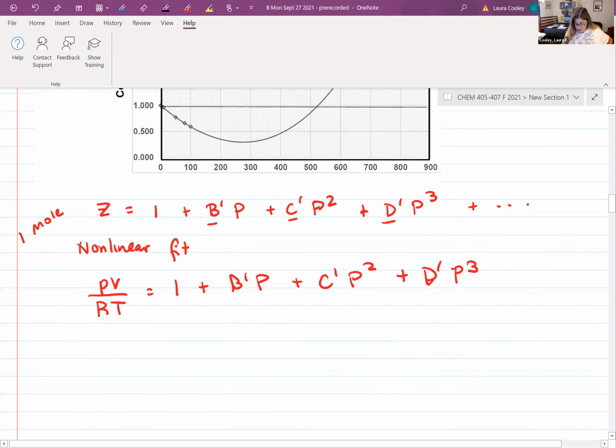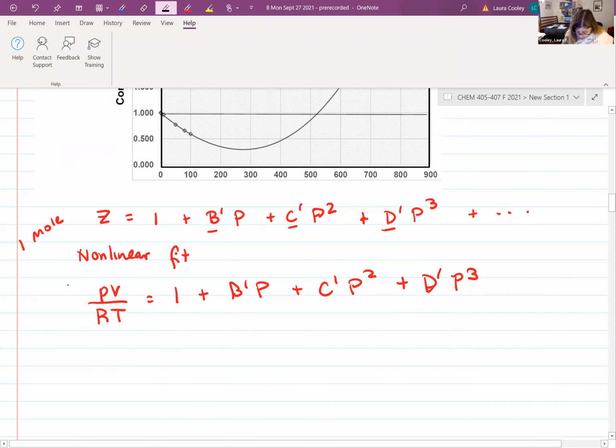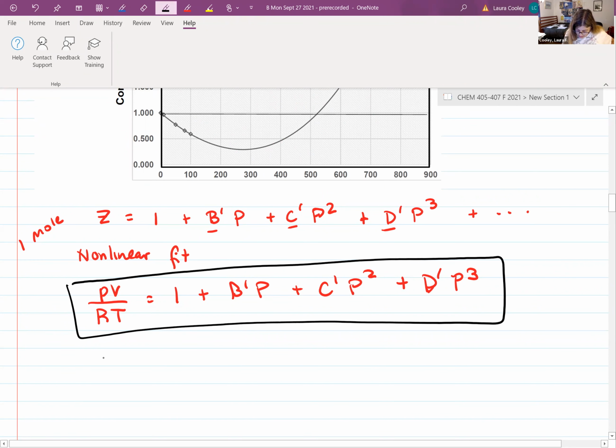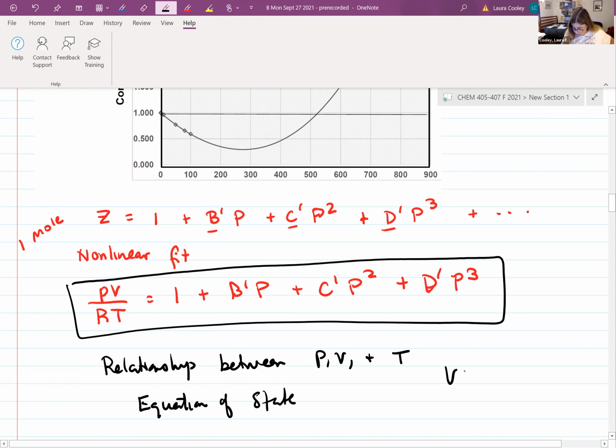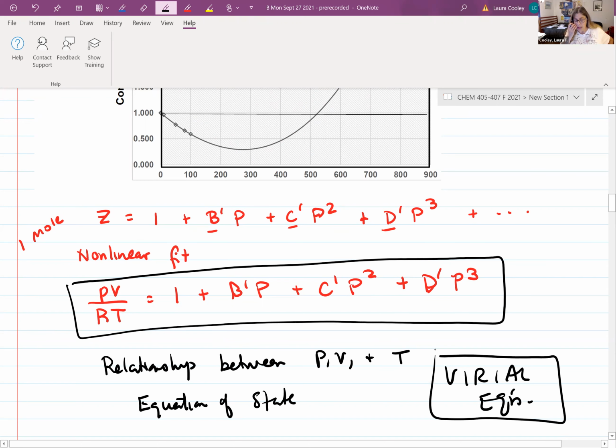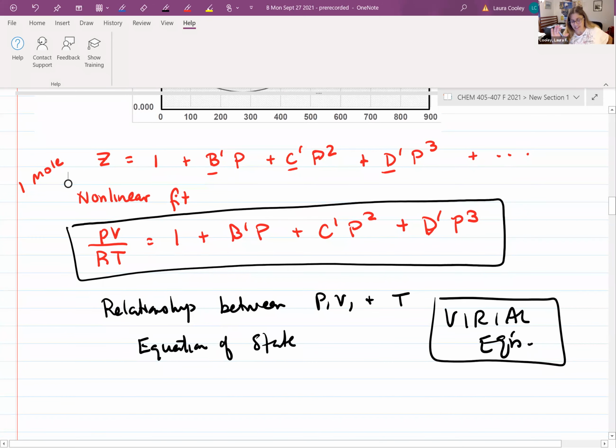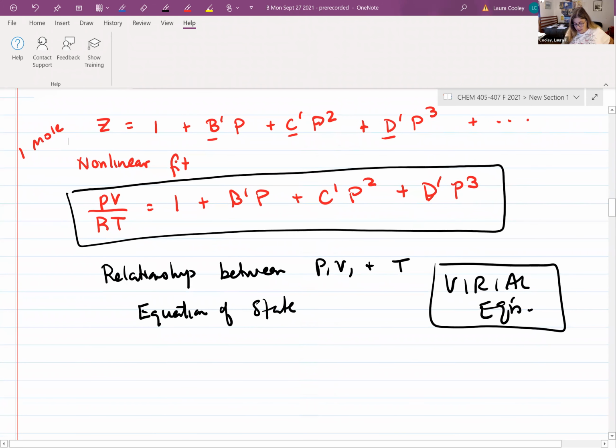Let's say it goes out to that term there. If you look at this equation right here, you see that it is a relationship between P, V, and T. So it is an equation of state. And we call it the Virial equation. But don't kid yourself, it's not like the ideal gas law. It's an equation of state, but it required a ton of data.